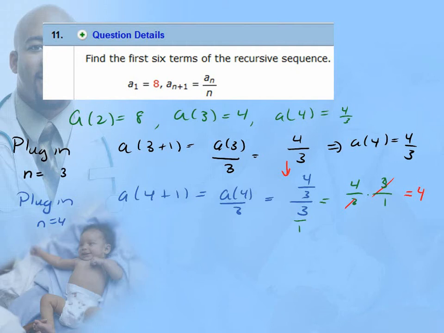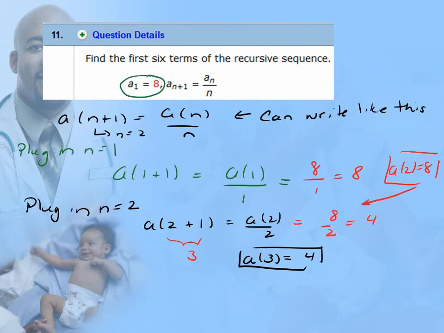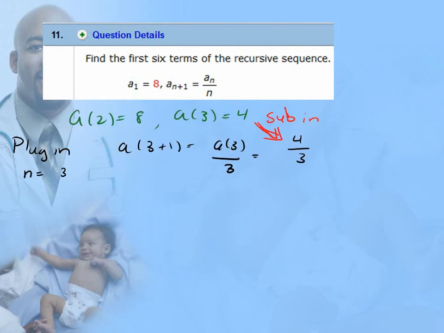Right, I always have to use the next step. So let me back up here. When I plug in n equals 3, here I get a4 on this side, but there I see a at 3. But I know the answer for a at 3. A at 3 is 4. So I plug in 4 instead of a at 3, and I get 4/3. That tells me that a at 4 is 4/3.